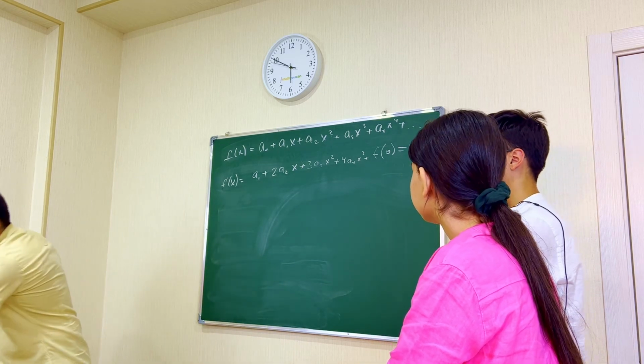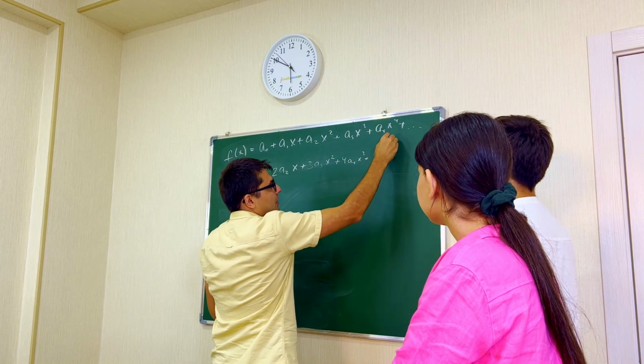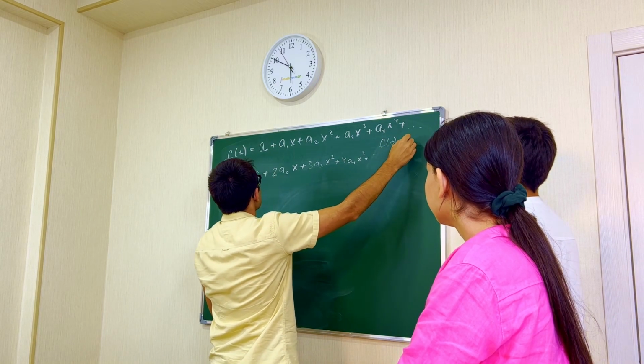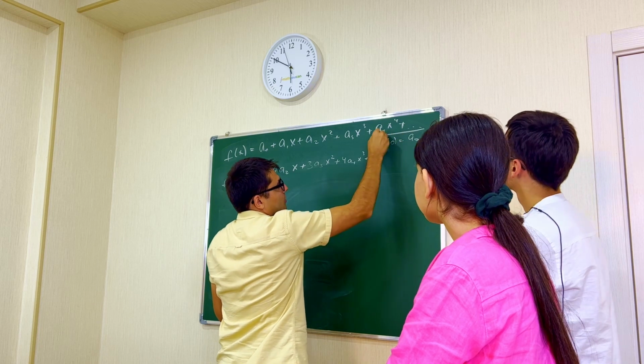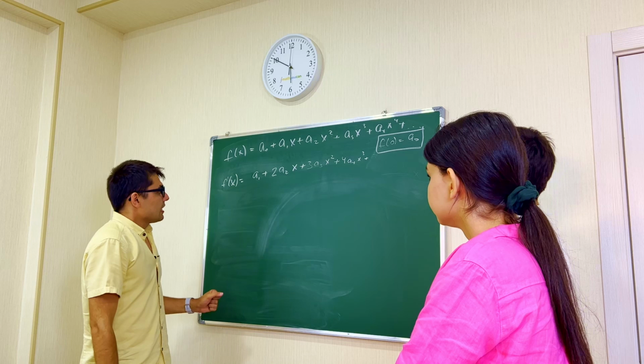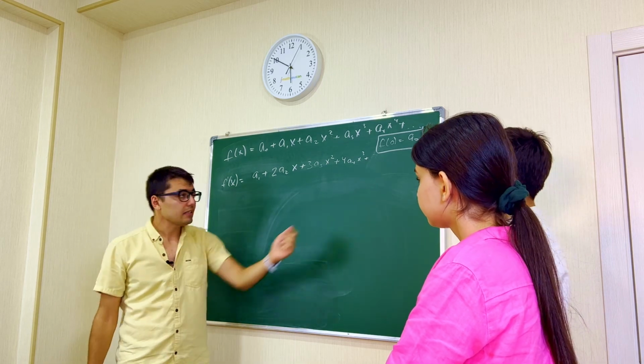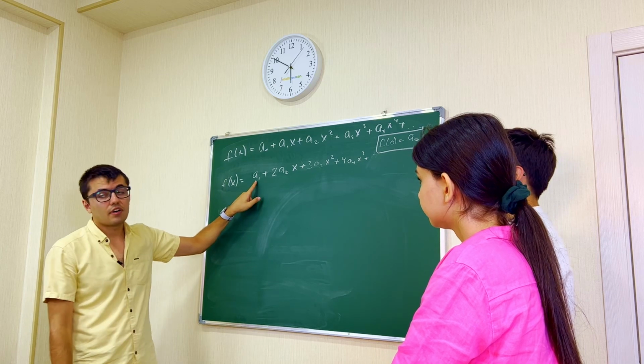I think I didn't manage to write it correctly. f of 0 is a0. So that's our first result. So now we found the derivative, right? And the question is how to find a1.